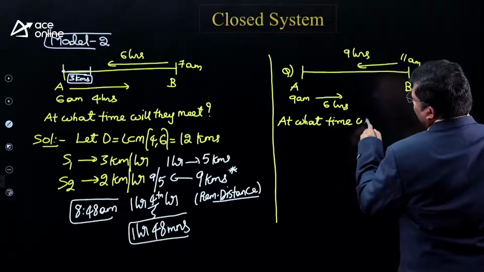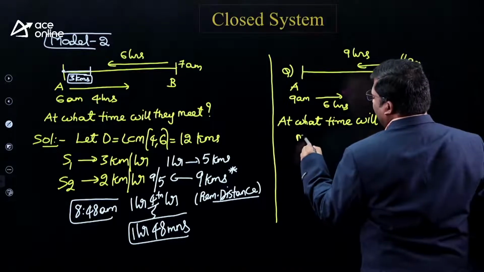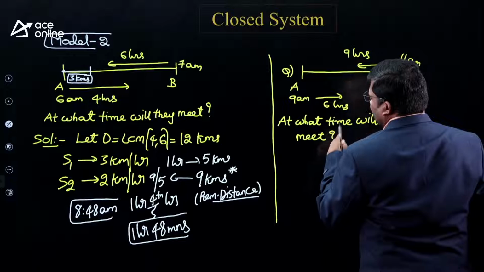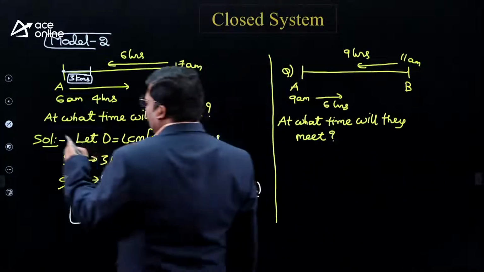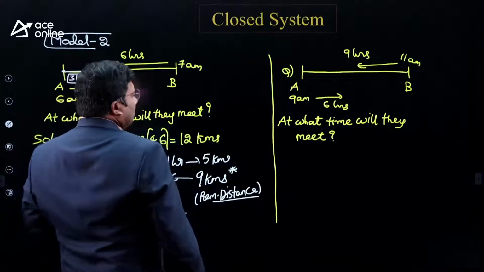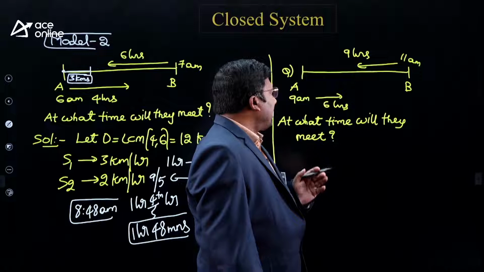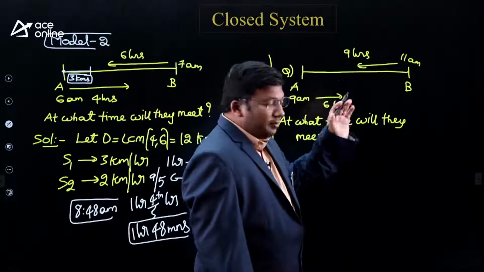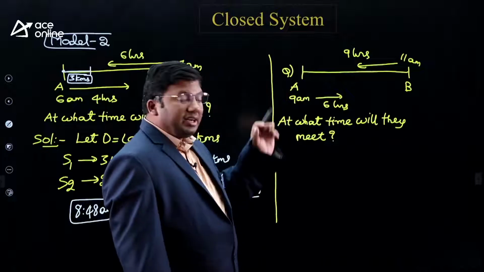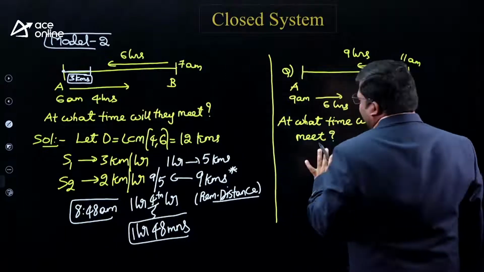Each and every concept, whatever we are discussing, is extremely important from your examination perspective. At what time will they meet? Train A, 9 a.m. It has a total traveling time of 6 hours. Train B, 11 a.m. It has a total traveling time of 9 hours. At what time will they meet?